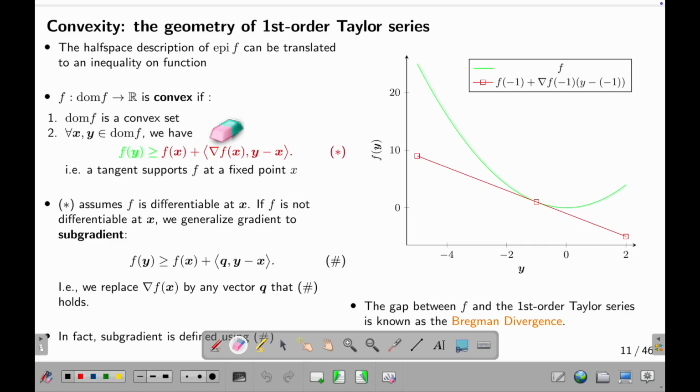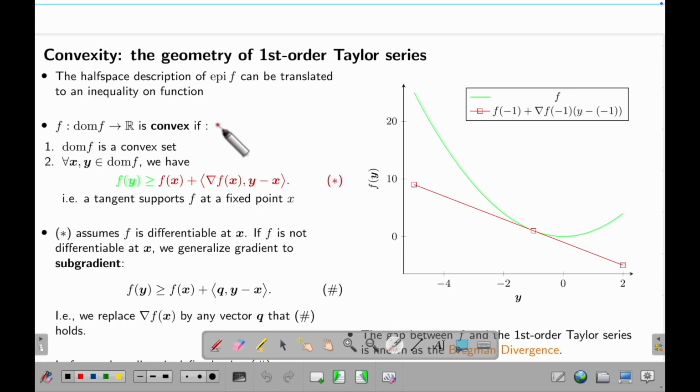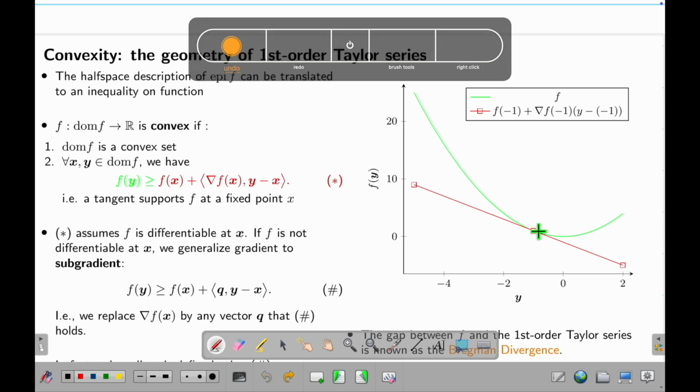Now we have the first order Taylor series version. F is convex, so the epigraph is convex. What is an epigraph? It is a set. A convex set can be written down by a half space. So this is one half space. This region, this half space, just touches this point.